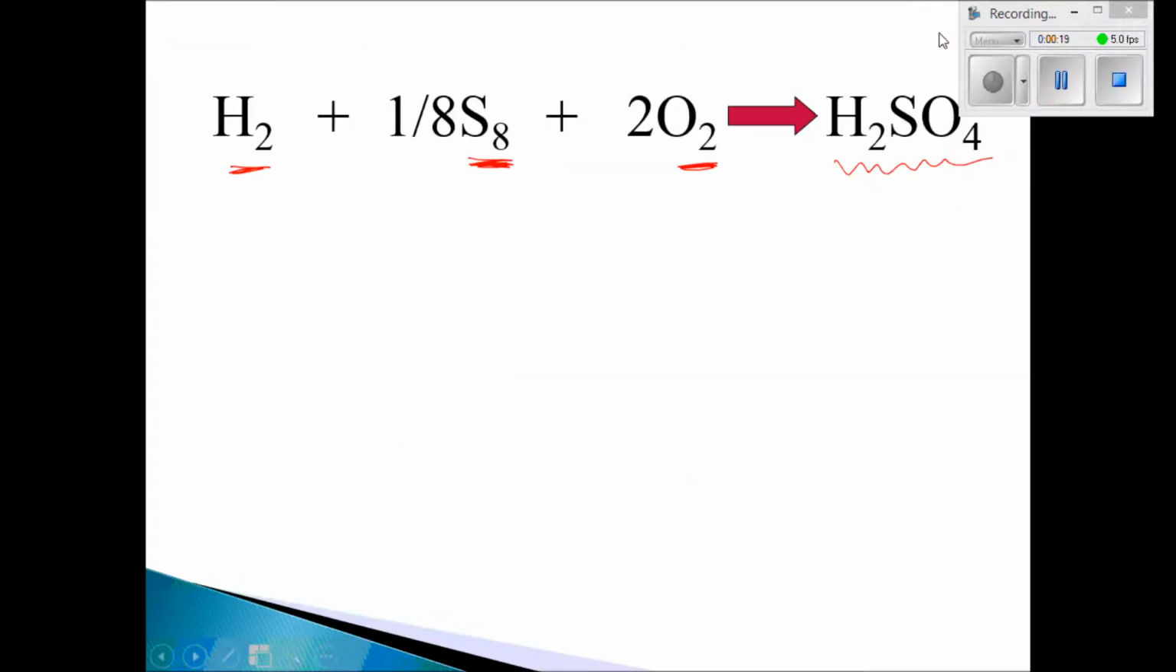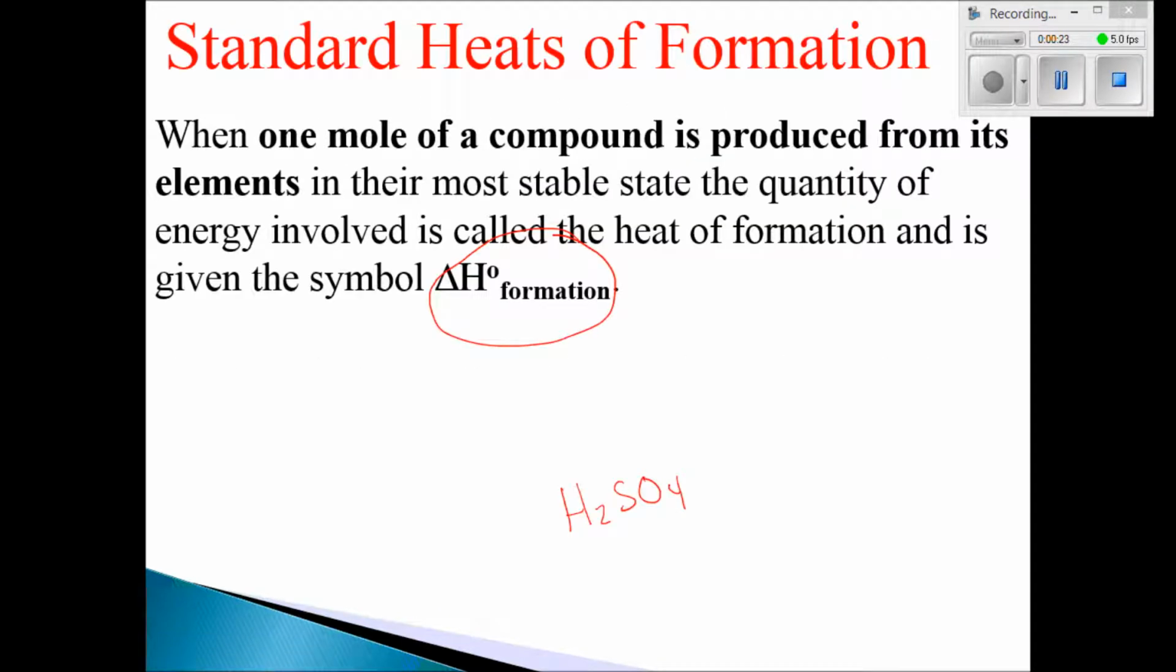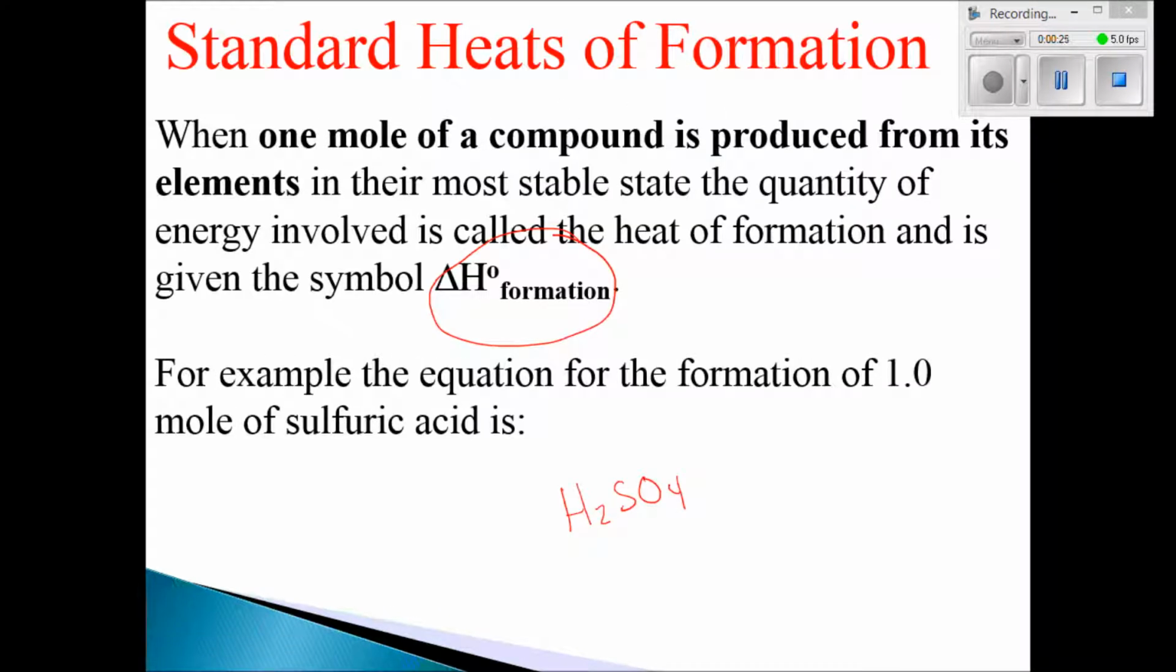To do Hess's law the short way, what we need to understand first of all is something called the heats of formation. Heat of formation is when 1 mole of a compound is produced from its elements in their most stable state. The quantity of energy involved is called the heat of formation, and it's given the symbol delta H with this little degree sign, which means STP.